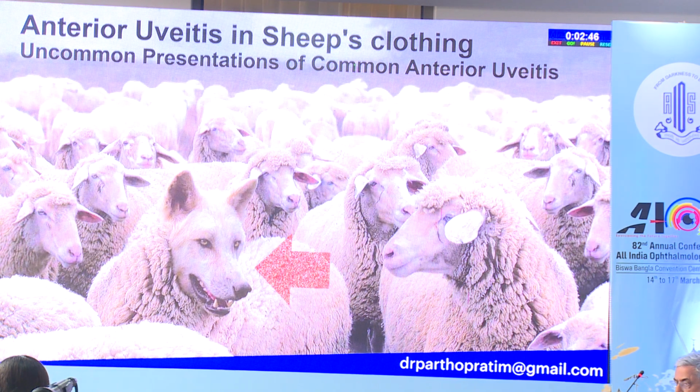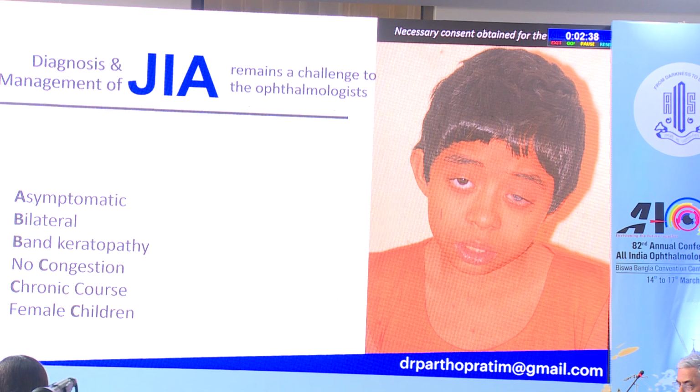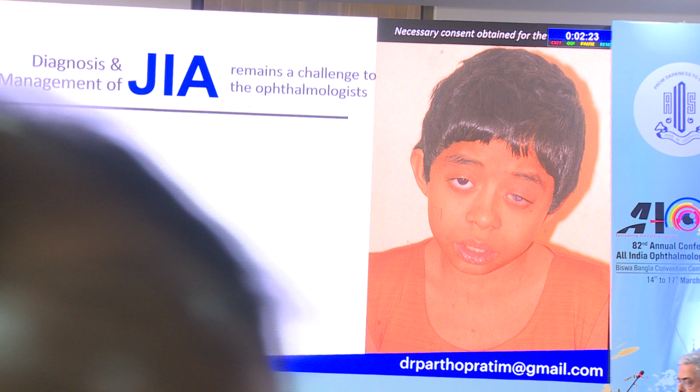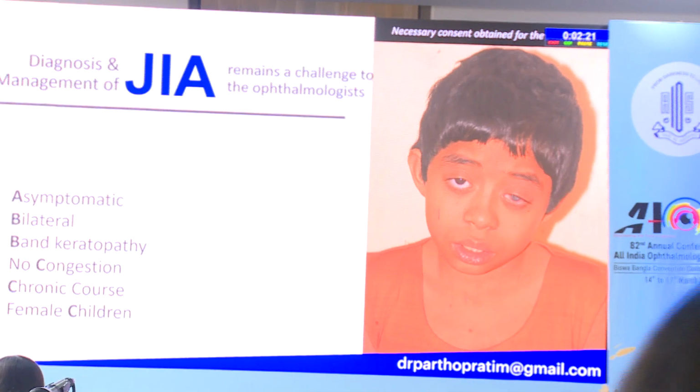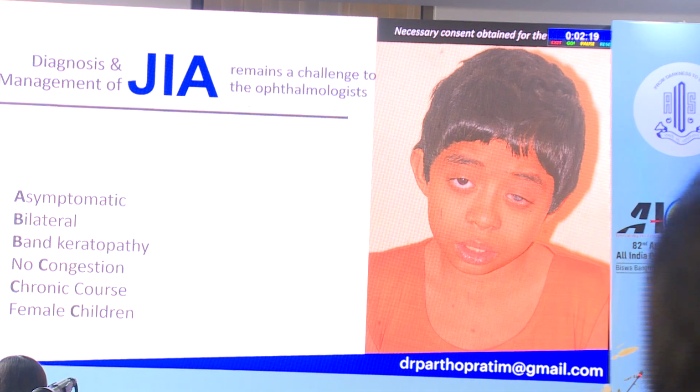And sometimes you need to find out the anterior uveitis in sheep's clothing, like an uncommon presentation in common anterior uveitis. Whenever you treat a case of anterior uveitis in children, you have to make sure that you have ruled out JIA, because JIA can run a notorious chronic course, and you need a rheumatologist's help to treat that. So don't treat a case of anterior uveitis only with topical steroid or cycloplegic.